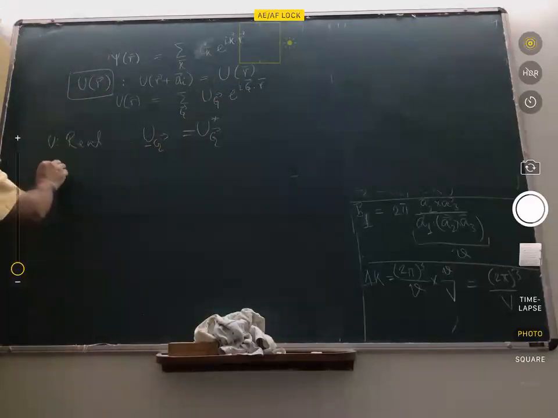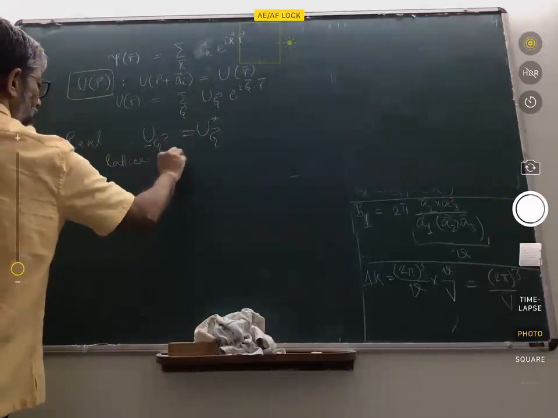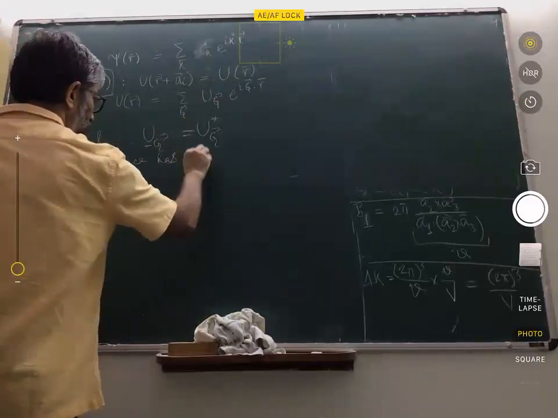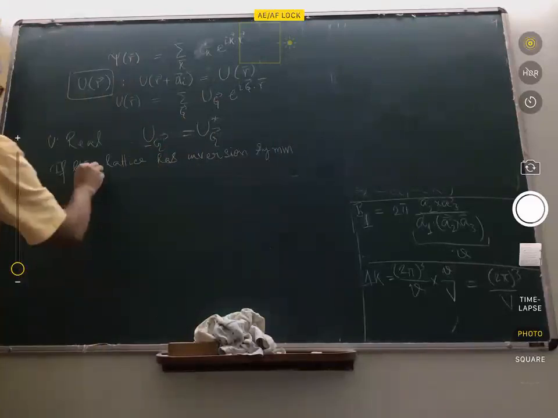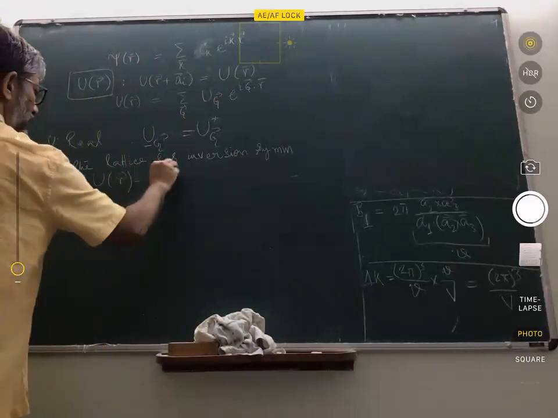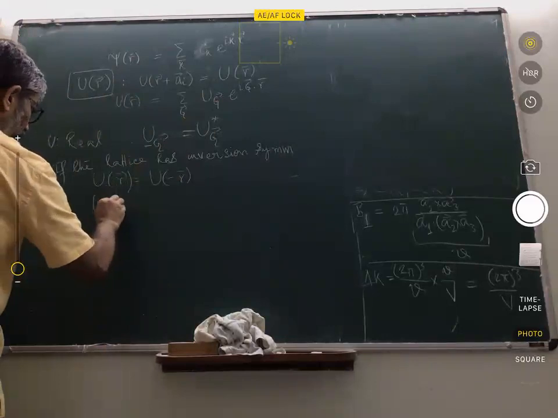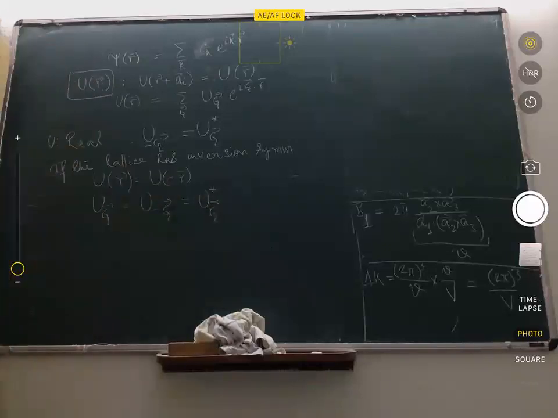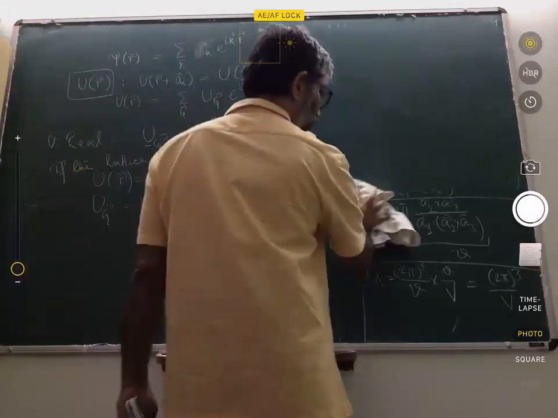And then, if it has inversion symmetry, that is U_G equals U_{-G}. Additionally, you can show that U_{-G} will also be U_G star, because of the fact that U is real. So these are some of the things that we will use, and we will use them in the Schrodinger equation for the electrons.